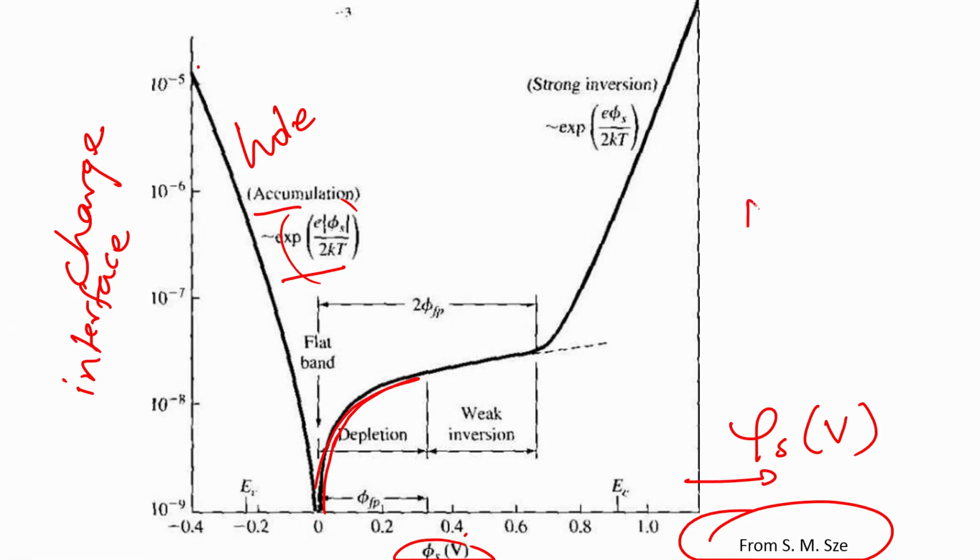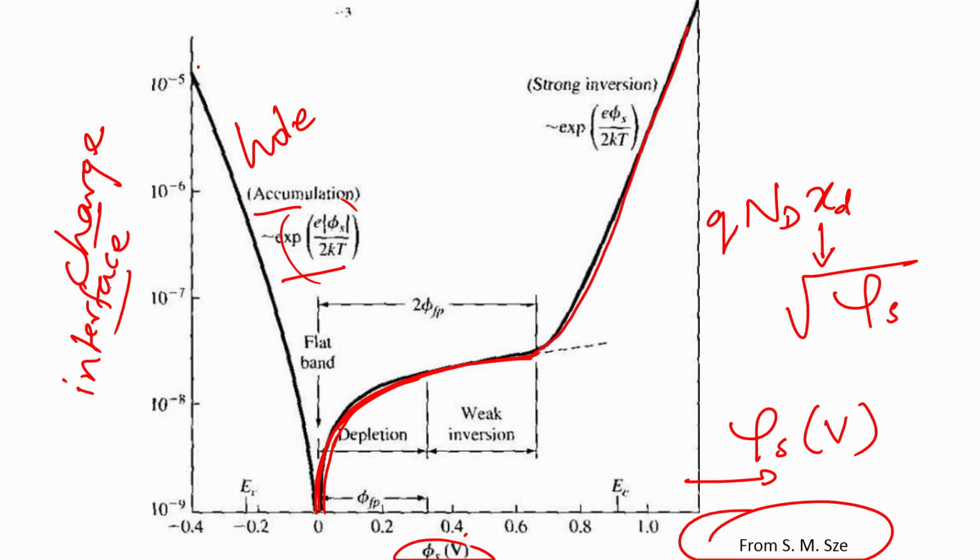And how does the charge vary? It is q Nd into xd. And how does xd vary with phi s? It varies as the square root of phi s, and that is what is being reflected in this characteristic here. So you see a square root of phi s dependence. And then finally, you hit inversion wherein the electrons start appearing at the interface and you have an exponential increase with respect to phi s. So it is a nice summary of all the charges in the semiconductor, I should say semiconductor rather than the interface.